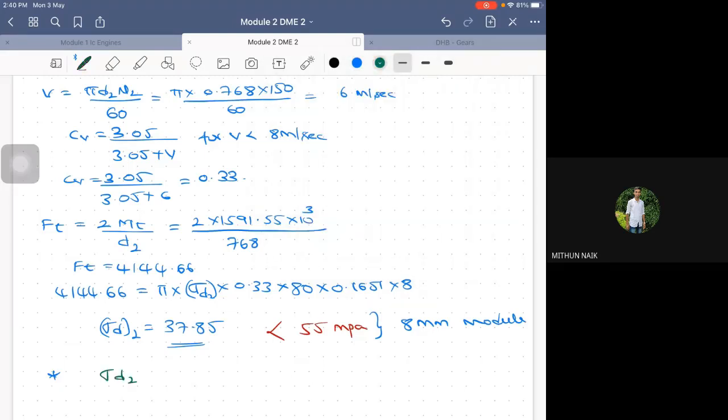Sigma d2 when calculated for the 7 mm module, what did you get, Mithun? 76.32. Is that 26? 76, 76. Don't be shocked, 26 is no problem. 76.32 megapascal. Correct?